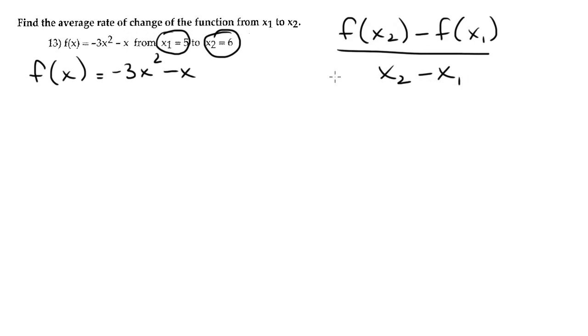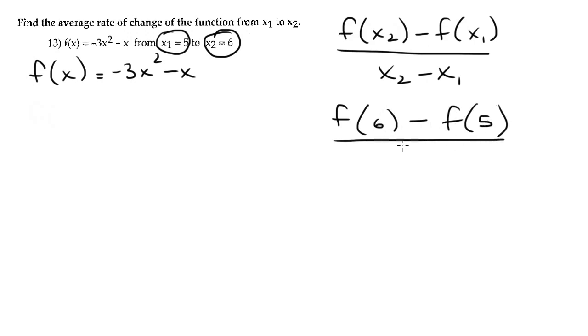And we're literally substituting our values in here. So we're going to have f of 6, that's x2, minus f of 5 divided by 6 minus 5. Now these two expressions, f of 6 and f of 5, we're going to have to evaluate.